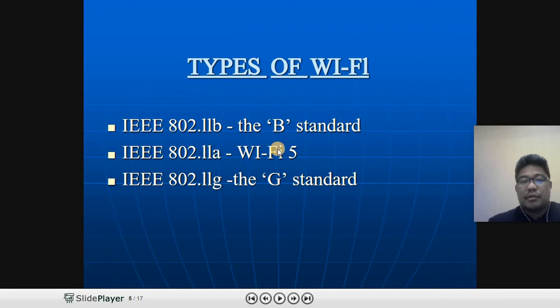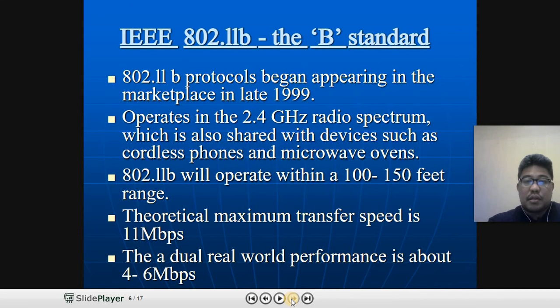Okay. Types of Wi-Fi, we have 802.11b or the B standard. We have 802.11a or yung Wi-Fi 5, 802.11g or the G standard. Okay, so what is the B standard?